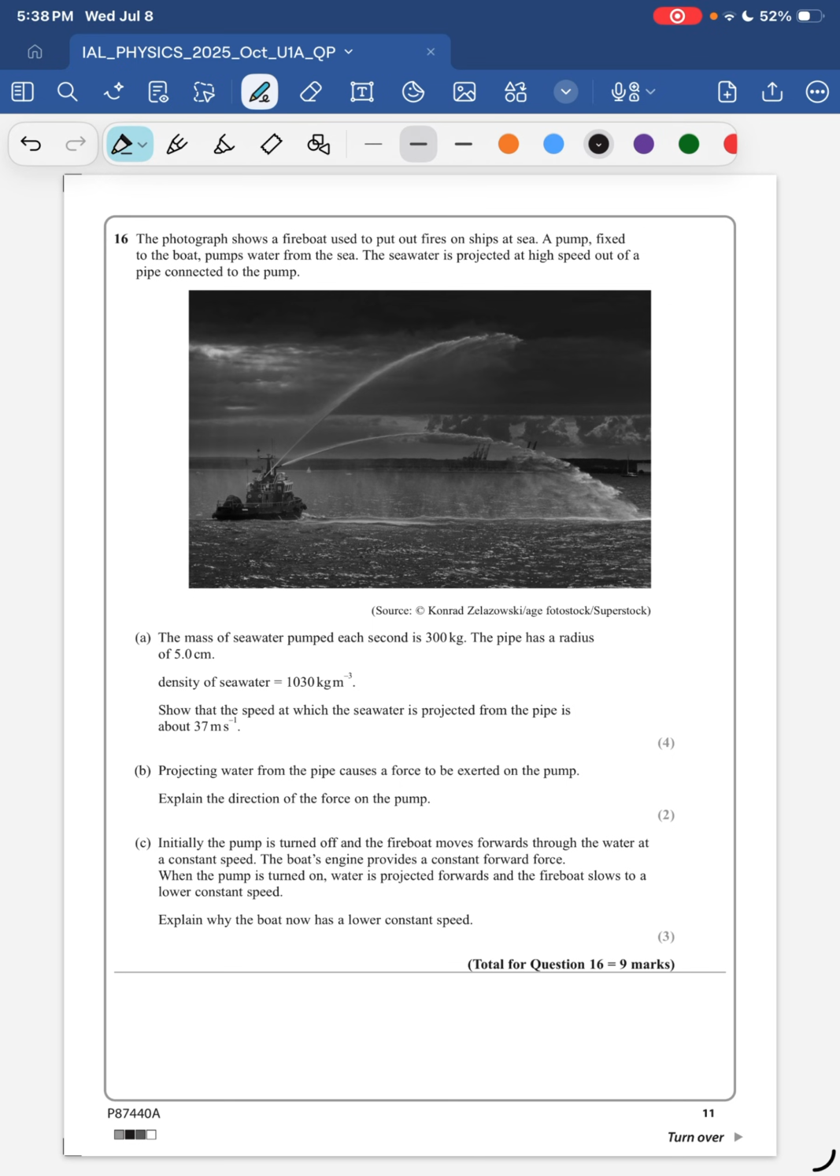C. Initially, the pump is turned off and the fireboat moves forwards through the water at a constant speed. The boat's engine provides a constant forward force. When the pump is turned on, water is projected forwards and the fireboat slows to a lower constant speed. Explain why the boat now has a lower constant speed.